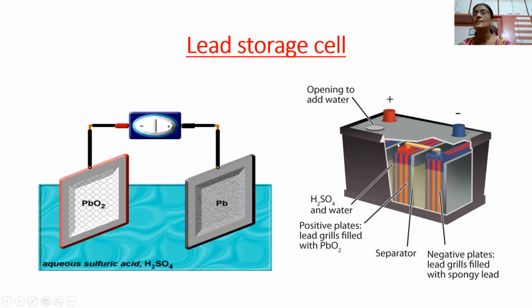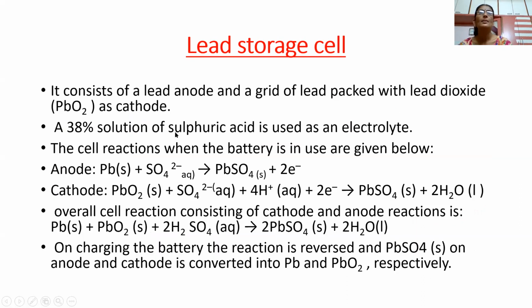So this chemical energy is converted into electrical energy. You have to draw this type of diagram when they ask in exam. This is anode, lead; cathode is lead coated with PbO2, and electrolyte is concentrated sulfuric acid. See, lead anode, grid of lead packed with PbO2 is cathode, 38% solution of sulfuric acid is used as electrolyte.